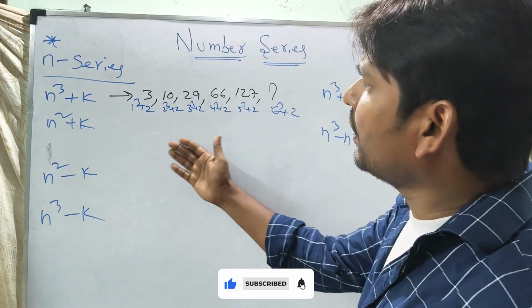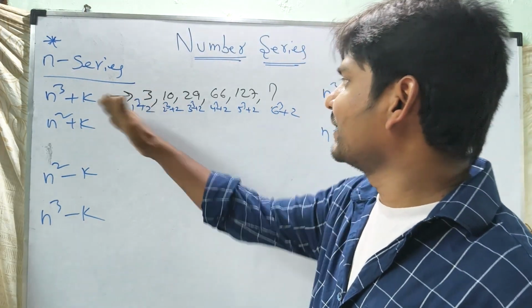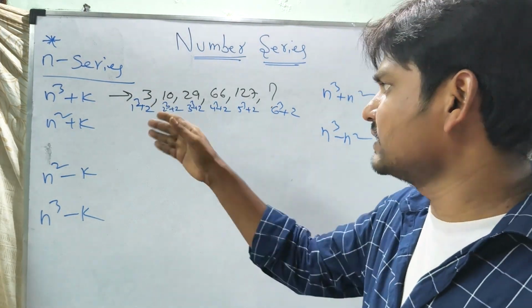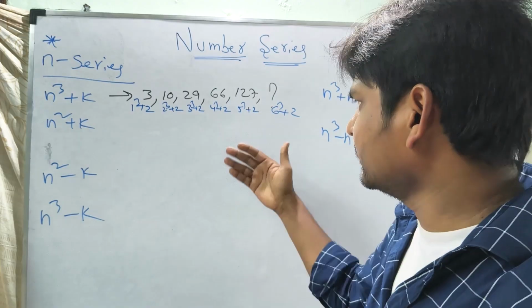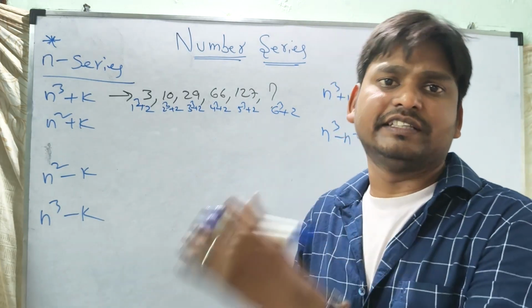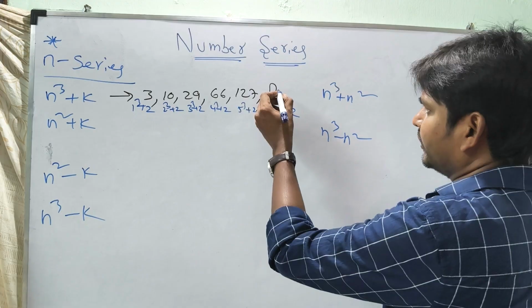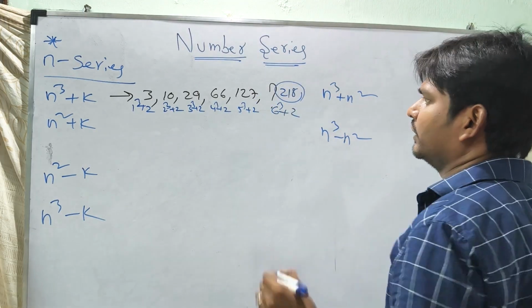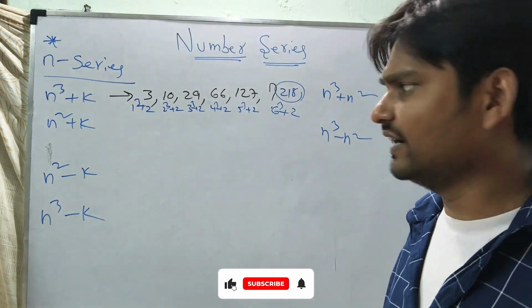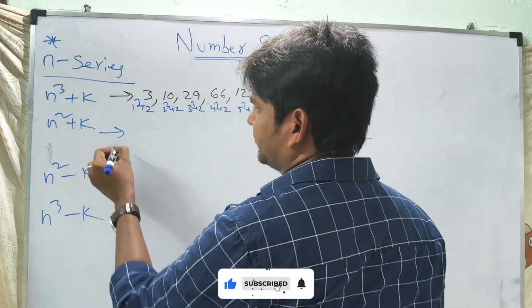Where n is equal to what? Natural numbers. And where k is equal to what? 2. Where k is nothing but a constant. Here I am taking 2. They may add plus 1, plus 3, plus 10, whatever it may be. Now according to this, your answer is 218. Clear? Now we will go for the next one.